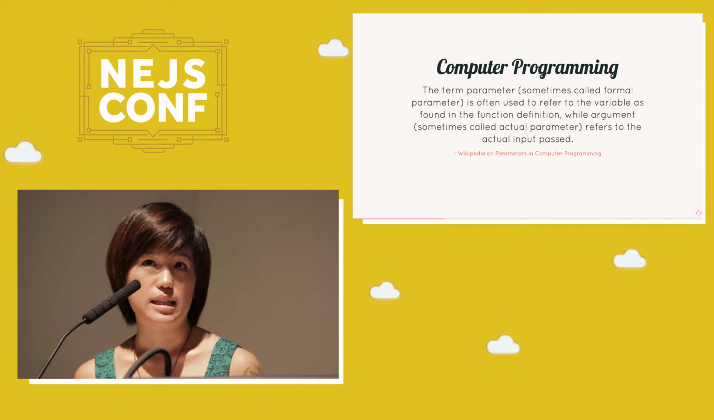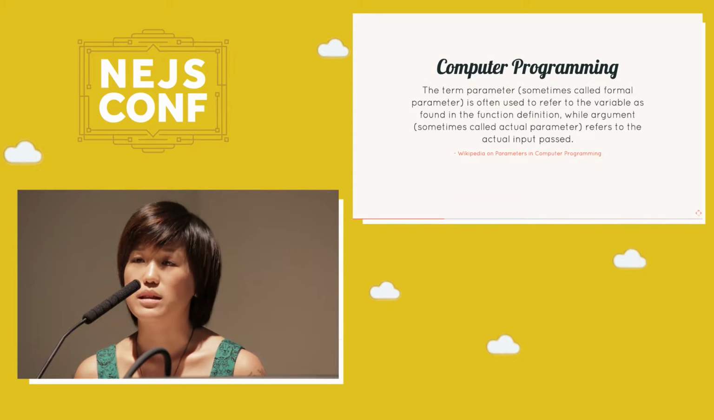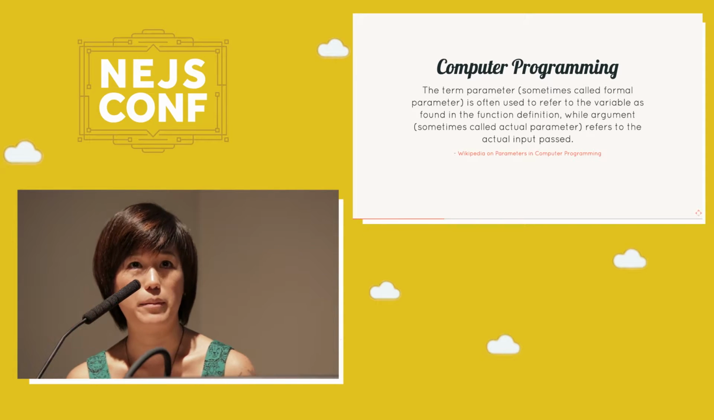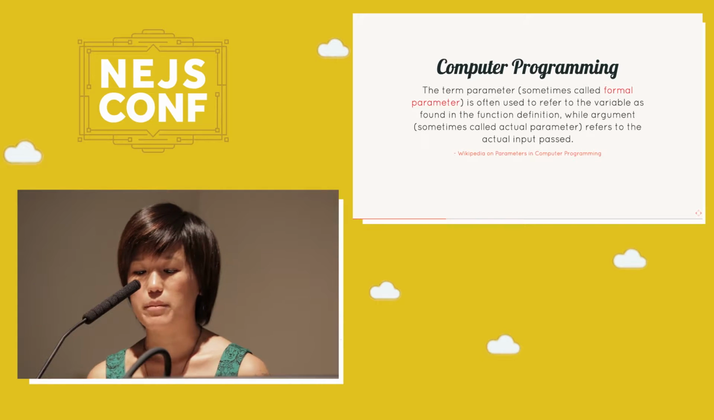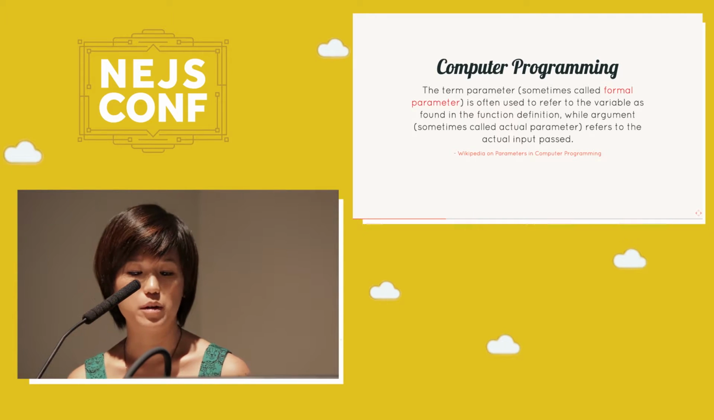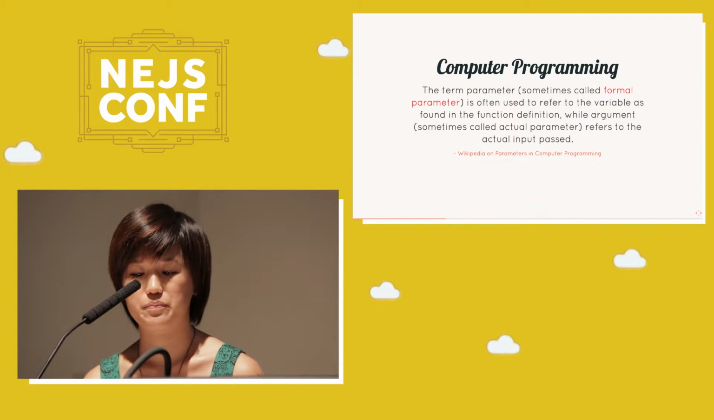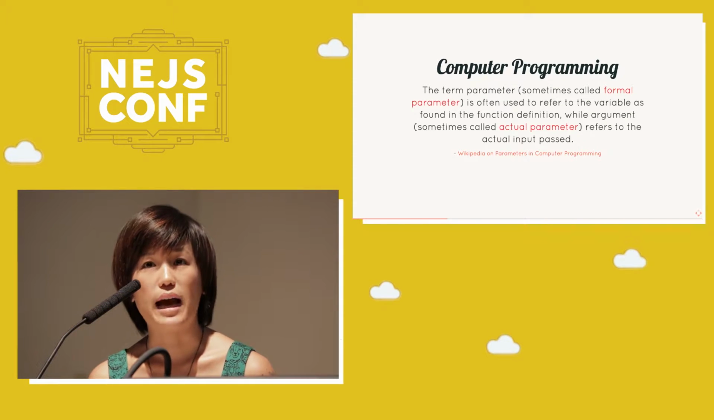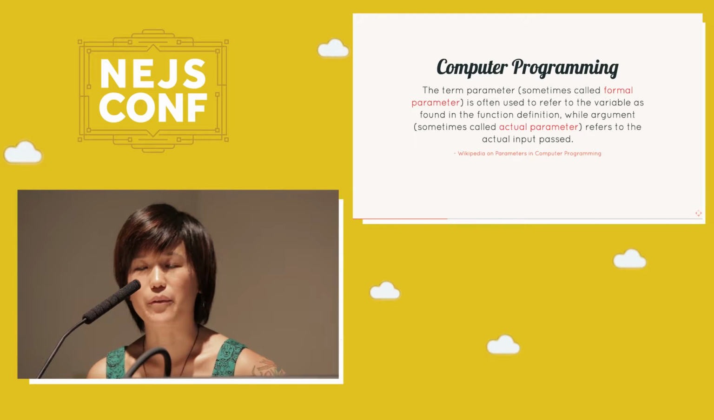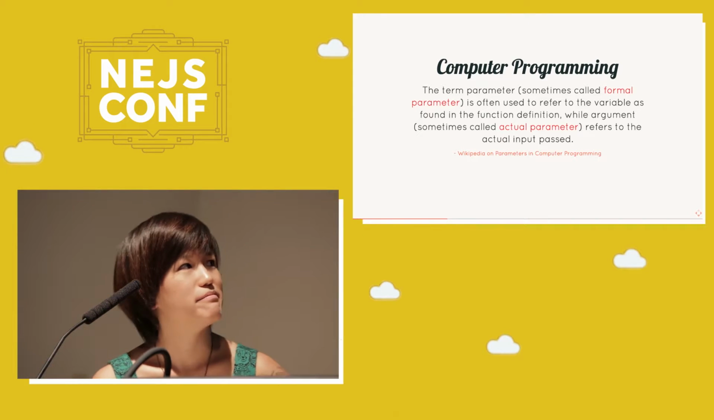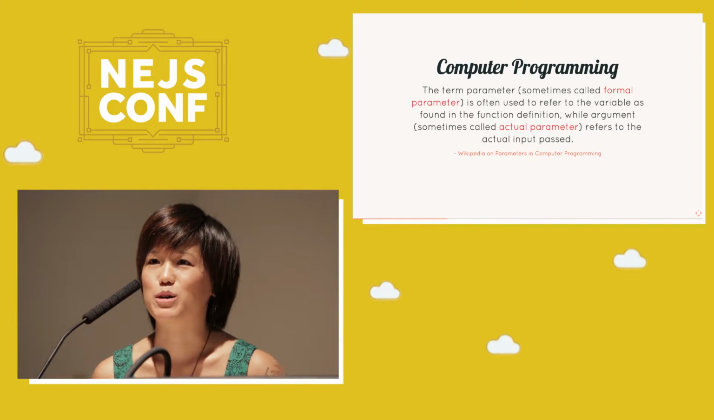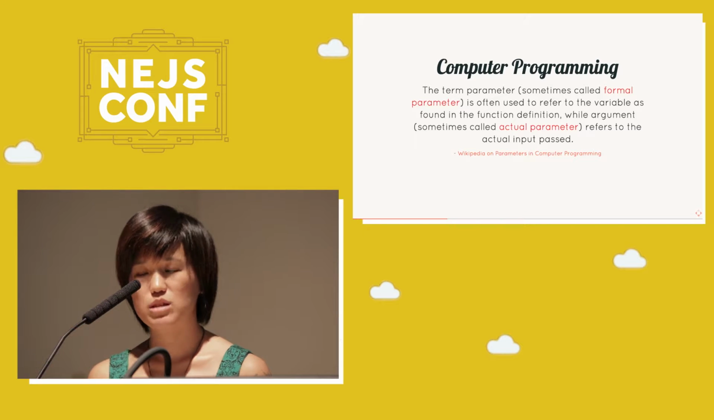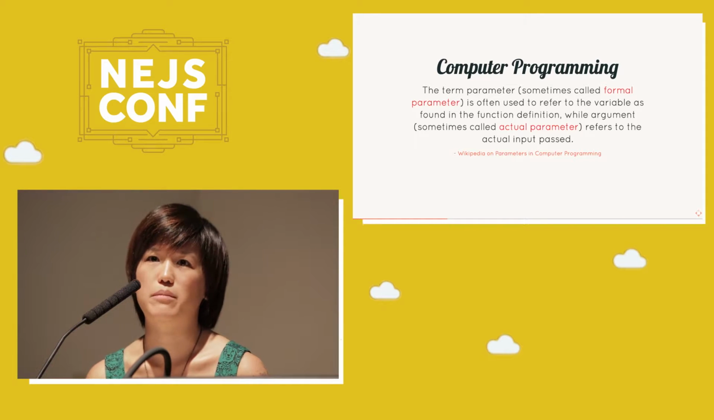So I keep reading, and I decide to go check out Wikipedia and see what they say there. Under computer programming on Wikipedia, you see that the term parameter, sometimes called the formal parameter, is often used to refer to the variable as found in the function definition, while the argument, sometimes called the actual parameter, refers to the actual input passed. And I was like, oh, that makes sense. I think I understand what parameter and argument are and what the difference is. However, I was like, why don't we use the terms formal parameter and actual parameter anymore?